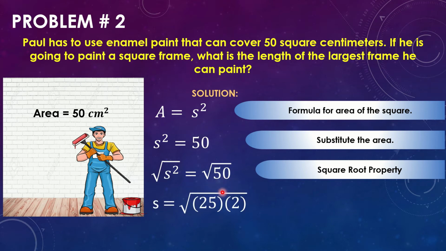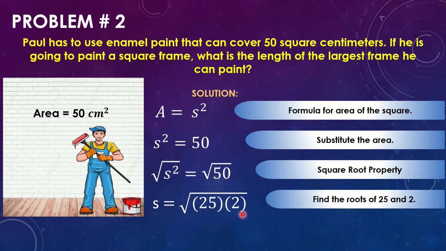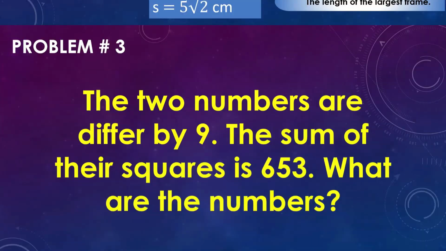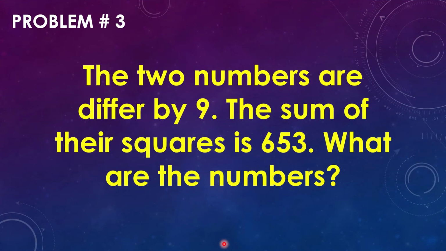So we have S is equal to square root of 25 times 2, since we know that 25 times 2 is equal to 50 and 25 is also a perfect square. So from here, let us find the roots of 25 and 2. We have S is equal to 5 square root of 2 centimeters, and that is the length of the largest frame.